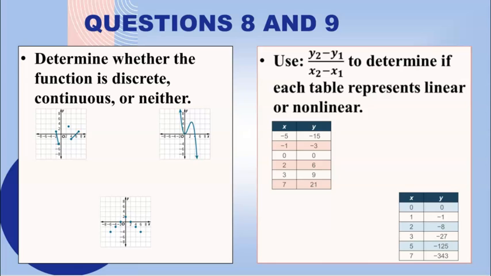So in the upper left one, I have some dots and some of them are connected. So this one is neither. The one on the right, there's no jumps or gaps in the line. It's just one continuous flow, so this would be continuous. And the very last one, I just have a bunch of disconnected dots, which would make this discrete.